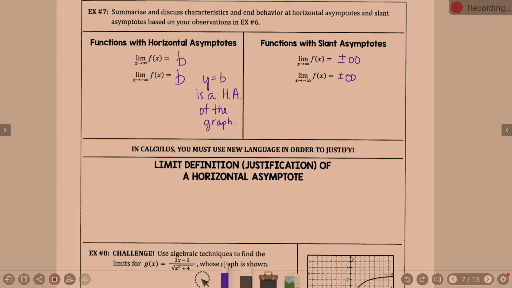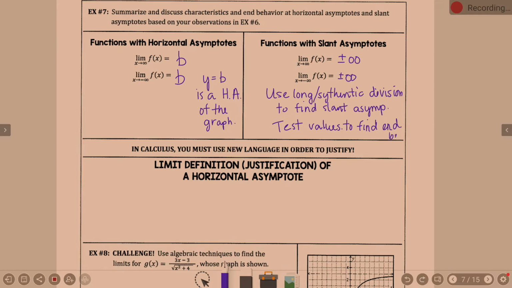Options include here, you can use long or synthetic division to find your slant asymptote. You can also test values. Use long or synthetic division to find slant asymptote, and testing values also works too. That is, I'll say test values to find end behavior.